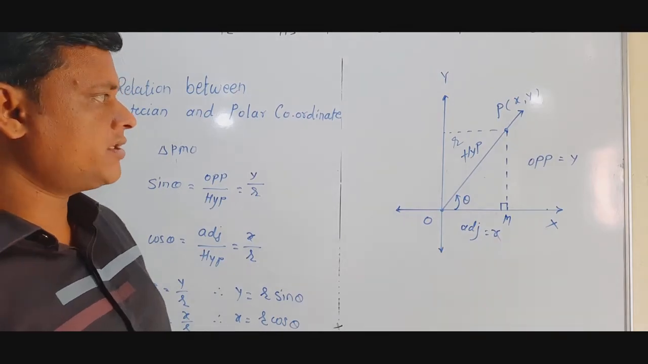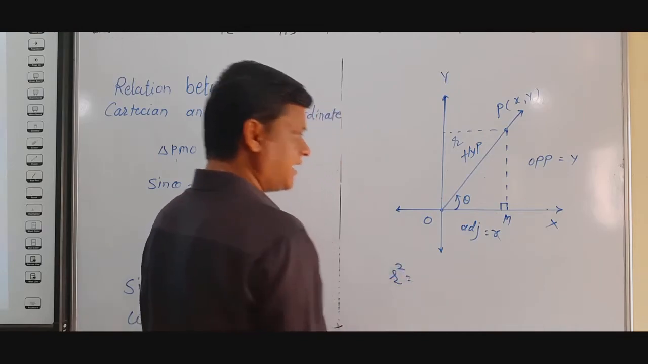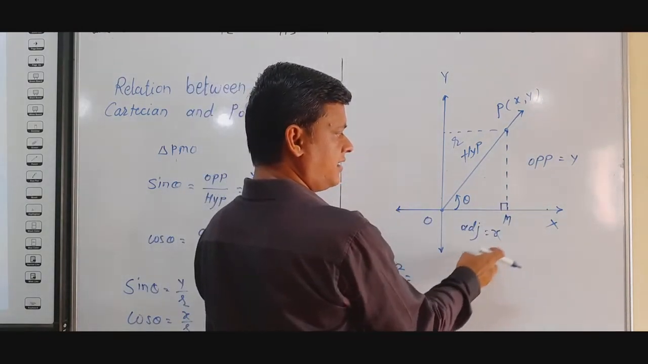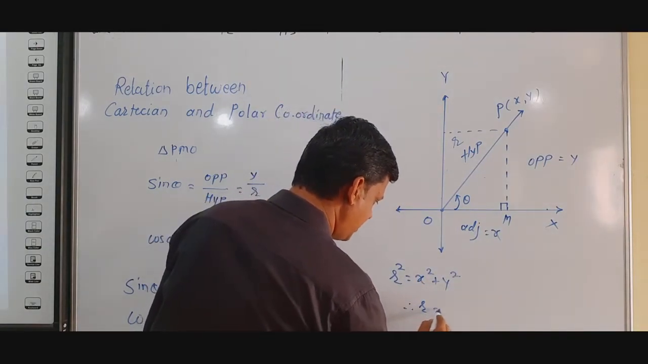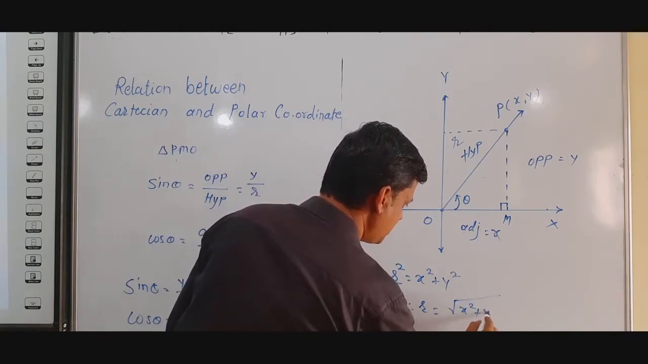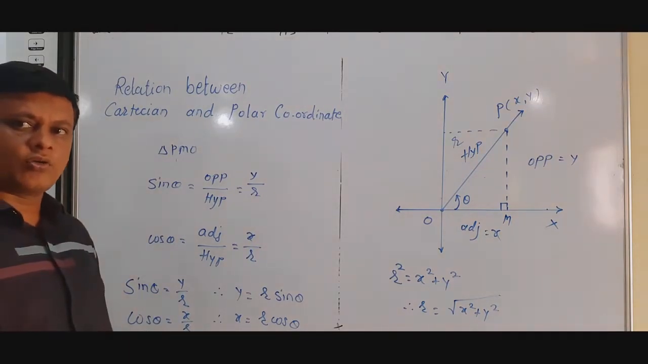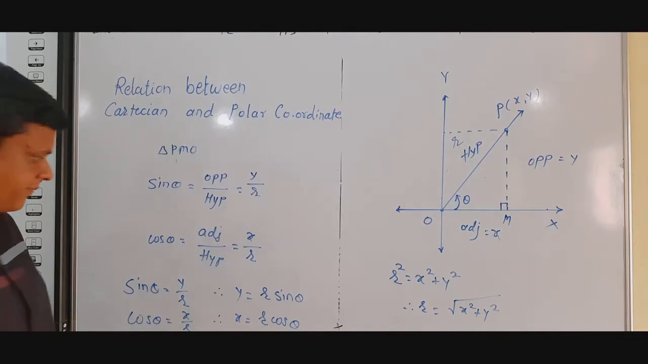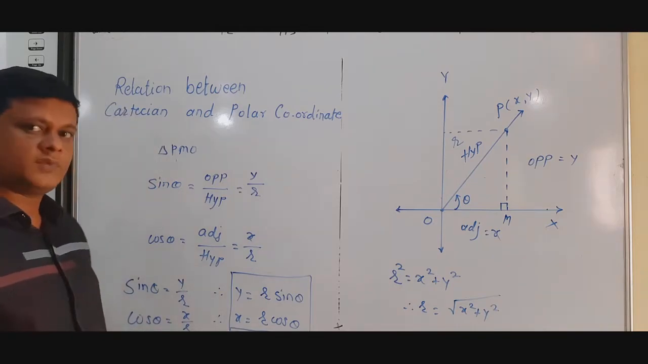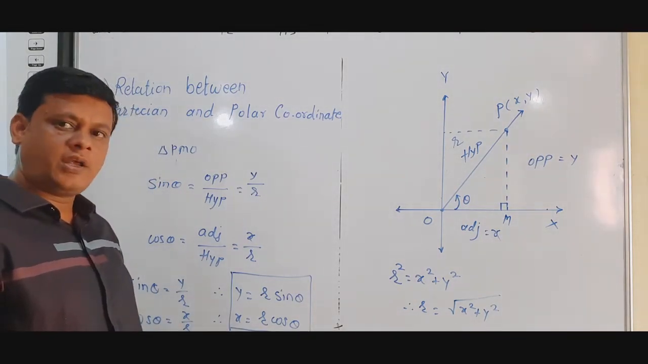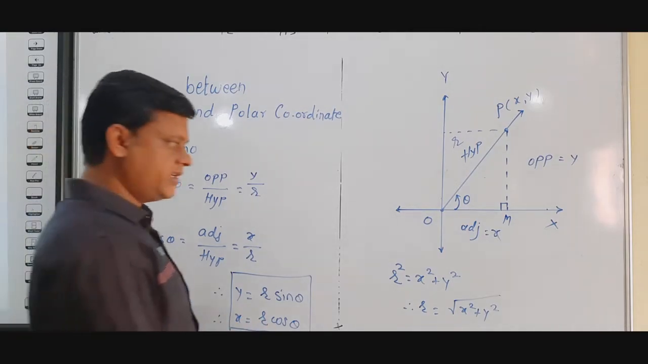Now using Pythagoras theorem, hypotenuse we write r square, adjacent sides are x and y, so we write r square is equal to x square plus y square. Therefore r is equal to under root x square plus y square. These are the relations between Cartesian and polar coordinates. You must remember these formulas. x is equal to r cos theta, y is equal to r sin theta. These are used for converting Cartesian form to polar form and from polar form to Cartesian form.